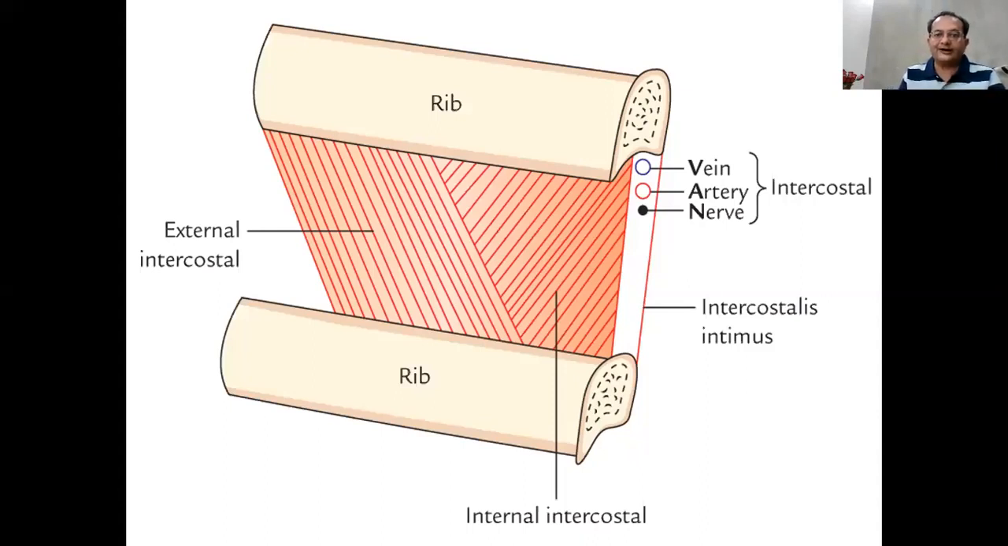Now in between the internal intercostal muscle and intercostalis intimus muscle, there lies the neurovascular bundle of the space, which is remembered by the formula VAN. Intercostal vein, intercostal artery, and intercostal nerve. This lies between the intermediate layer and innermost layer of this particular space in the costal groove. VAN.